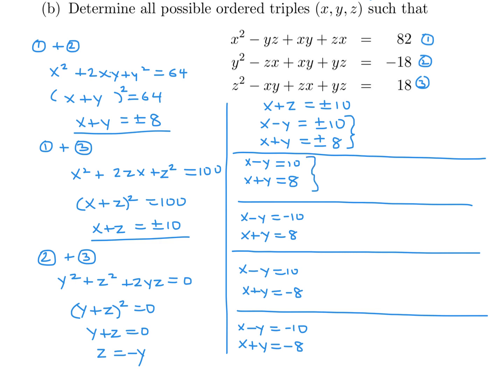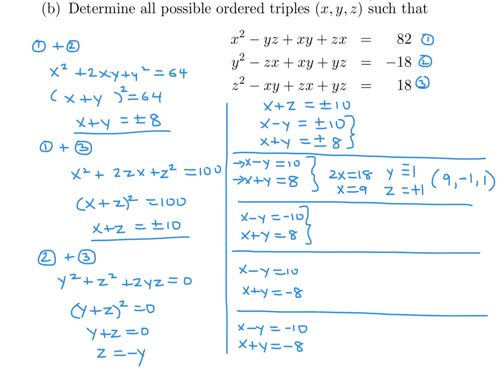So with these, if you add them, you get 2x is 18, and therefore x is 9. If x is 9, you can sub that back into any one of these to get a value of y, which would be 1. And then z is equal to minus y, so z would be minus 1. So there we go. We got our first ordered triple. Sorry, y should have been negative 1, and z is 1. So (9, negative 1, 1). That's our first ordered triple without making any mistakes.